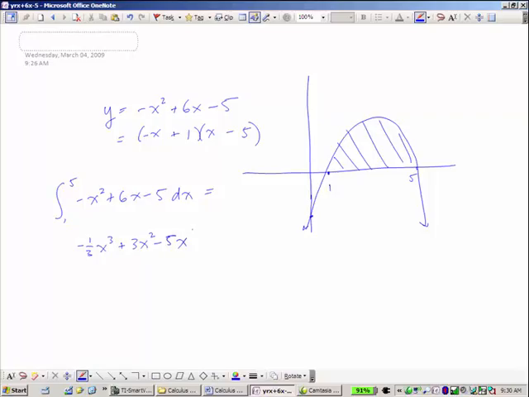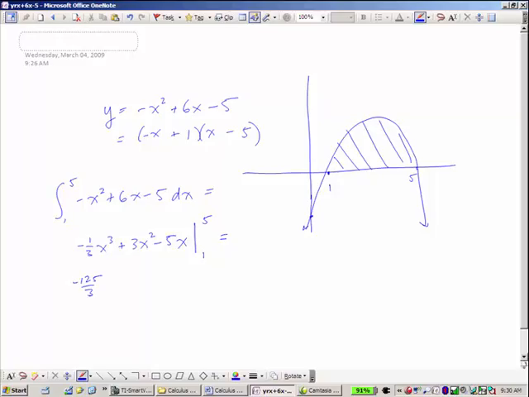Don't need the plus c because it's a definite integral. Okay? So if it was an indefinite integral or an antiderivative, I need plus c. But because it's the definite integral and I'm evaluating it, I don't need the plus c because I would just add c and subtract c and they'd cancel out, which would be nice. So what this says is, evaluate this function at 5 and at 1 and find the difference between them. All right, so what's that?